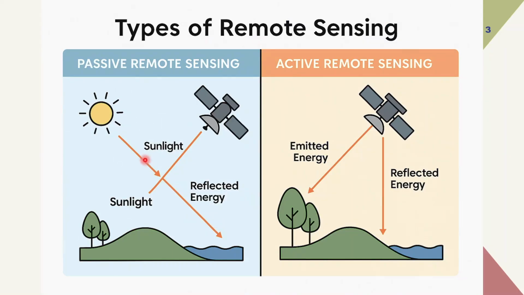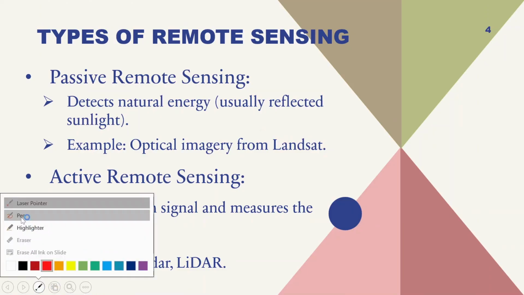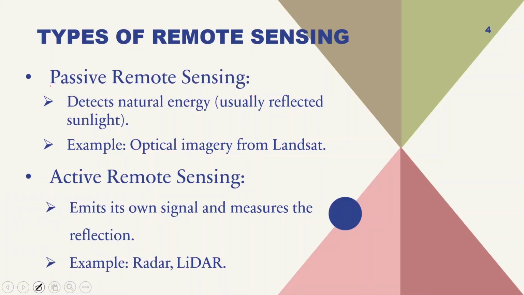So how is it being done? We have two types: passive and active. Let me explain from here. The first one is passive remote sensing. Passive remote sensing doesn't emit radiation; it only receives radiation. Whereas others emit, passive doesn't emit. Its function is to detect natural energy, and it is normally done using satellites.